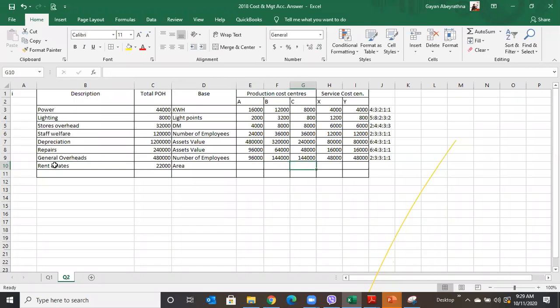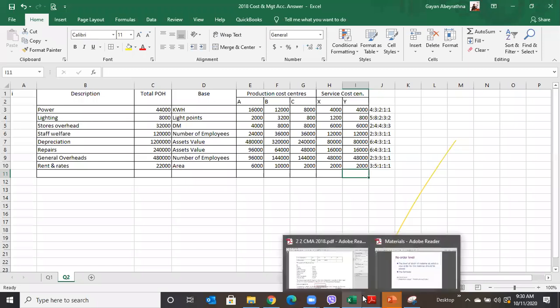Rent and rates, what about the ratio? 3, 5, 1, 1, 1. Okay. Then 6,000 equals 22,000 divided by 11 into 5 here, equals 22,000 divided by 11 into 1. And here also 2,000.